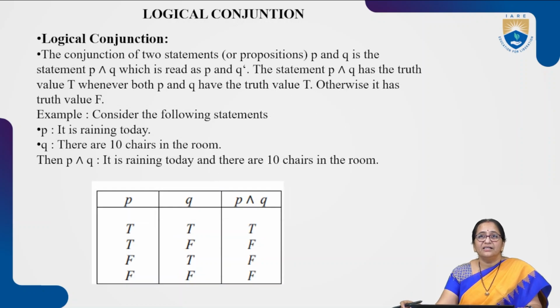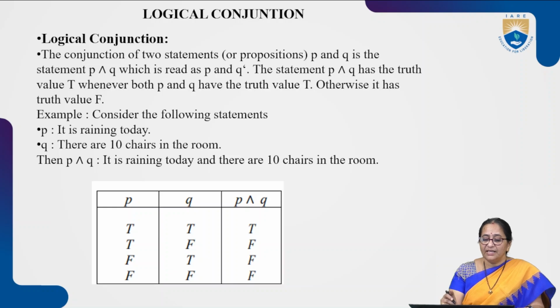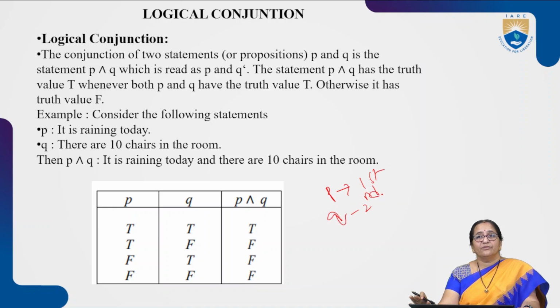Next is the logical conjunction operation. Conjunction means the conjunction of two propositions. Here we have one statement, P, and a second statement, Q. We have two statements, P and Q. Now we need to combine these two statements, so we use a conjunction. The conjunction of the two statements P and Q is the statement.